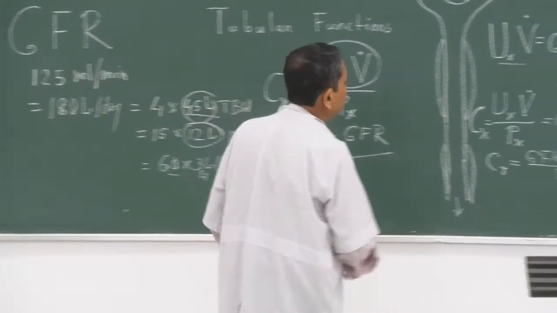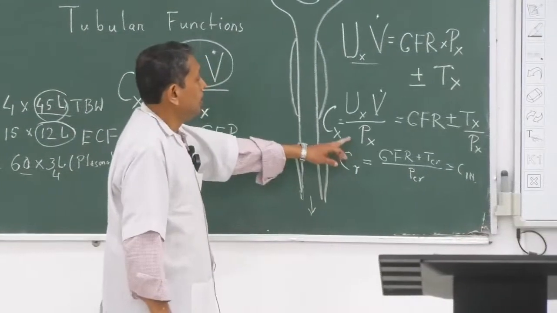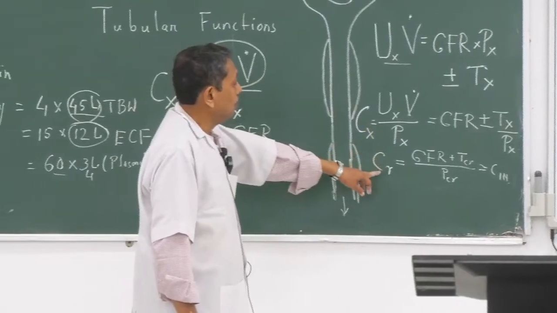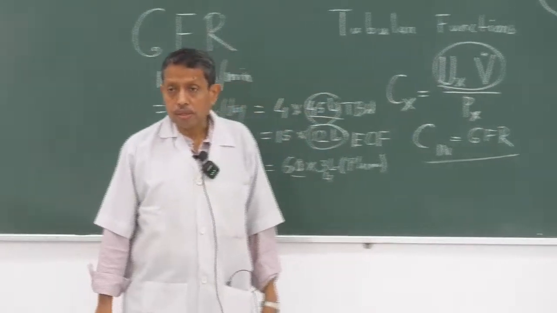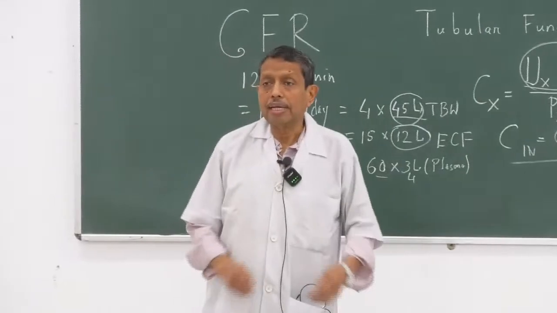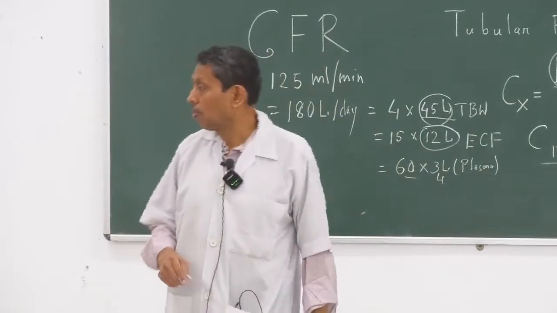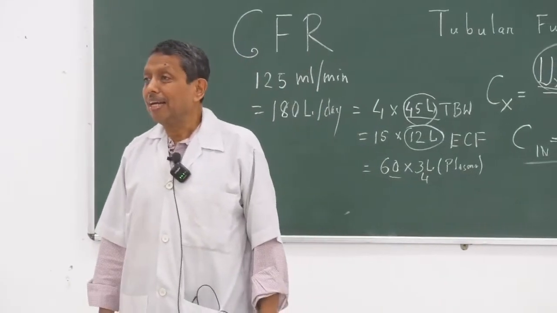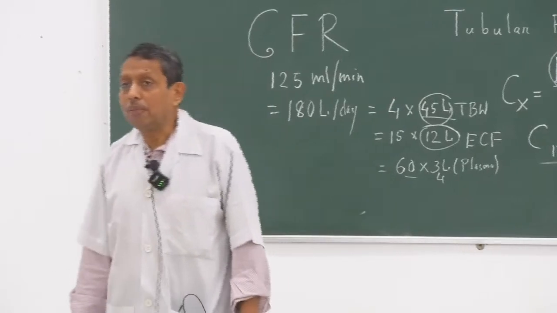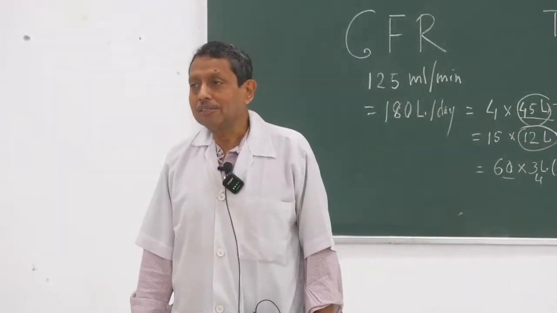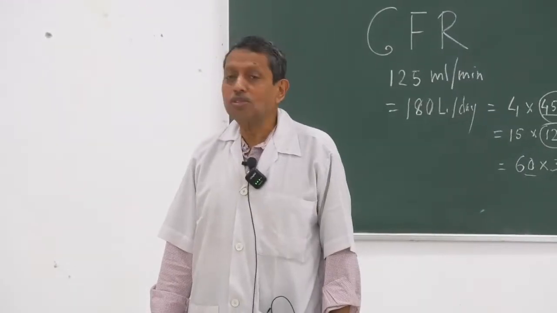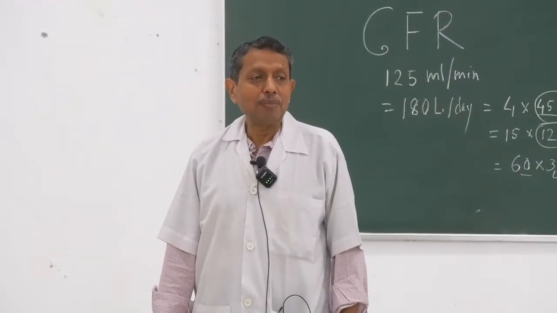Now, in this case of tubular function, GFR can be measured in this way. Renal plasma flow can be measured by the concept of clearance. And which substance is used for measuring renal plasma flow?